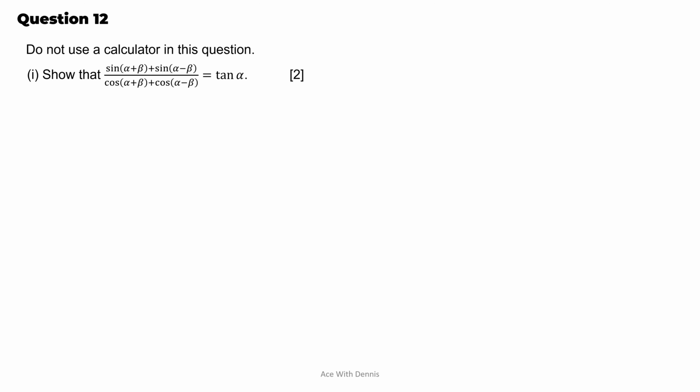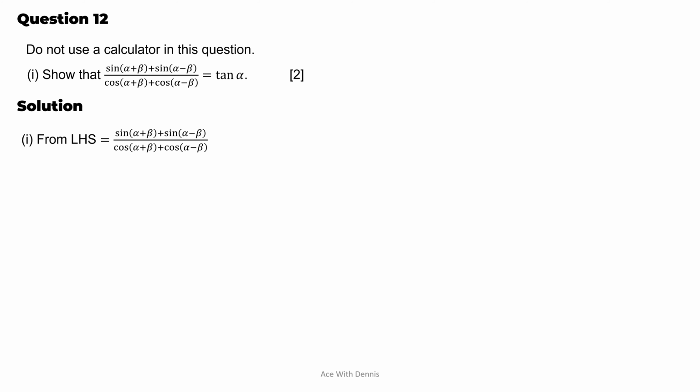Question 12. So the first instruction in question 12 is do not use a calculator in this question. Part 1. Show that sine bracket alpha plus beta plus sine bracket alpha minus beta over cosine bracket alpha plus beta plus cosine bracket alpha minus beta equals tangent alpha, 2 marks. So the solution for part 1, we start from the left hand side. So this is the whole expression.